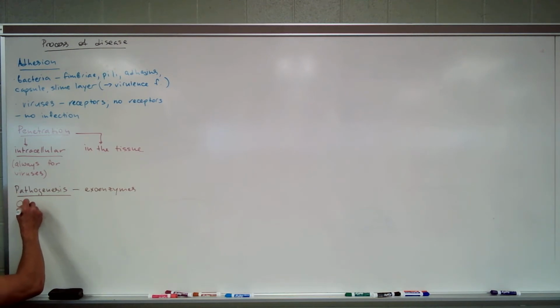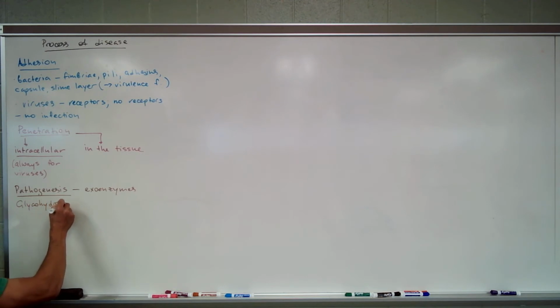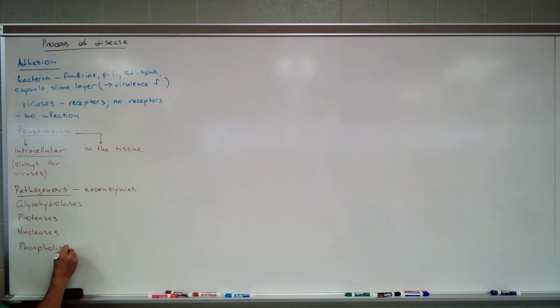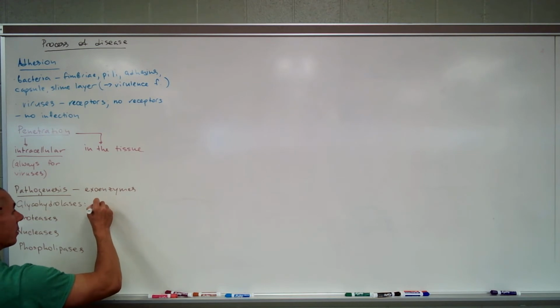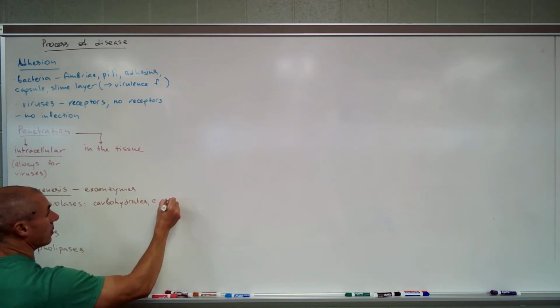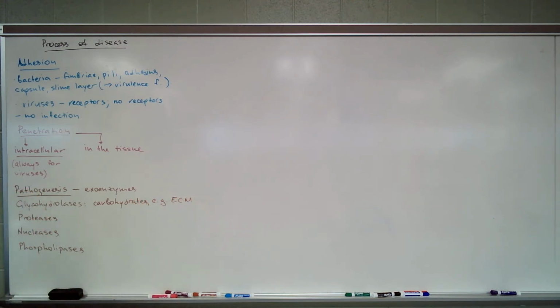So, glycohydrolases, proteases, nucleases, and phospholipases. Okay, now, do you need to know the examples? No. What I want you to understand is what they target. So, glycohydrolases target carbohydrates which comprise extracellular matrix. Does that make sense?